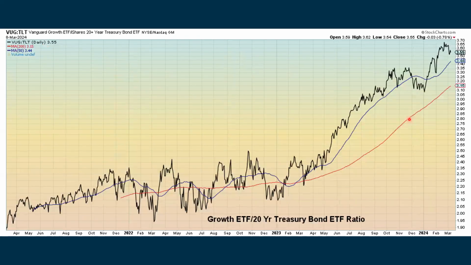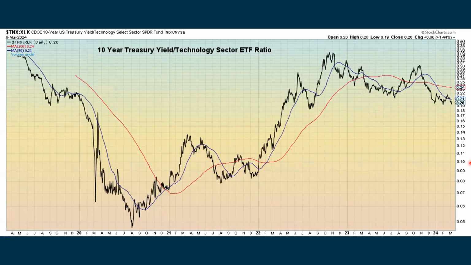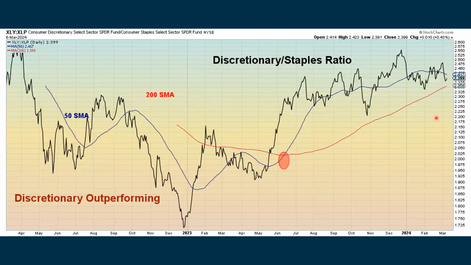And we look at growth stocks and compare them with bonds. This shows that stocks are outperforming bonds, another measure of that. The tech sector is also outperforming the rise in interest rates, or the fall. This is showing how interest rates are underperforming the tech sector.